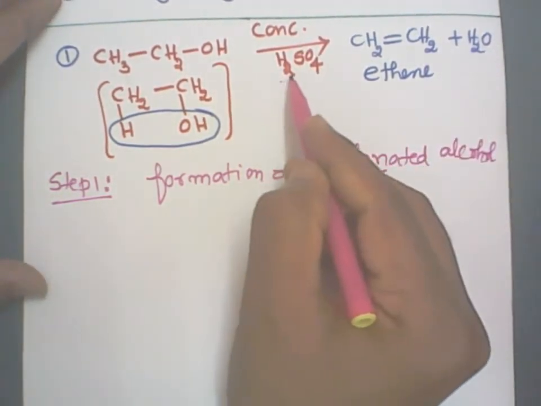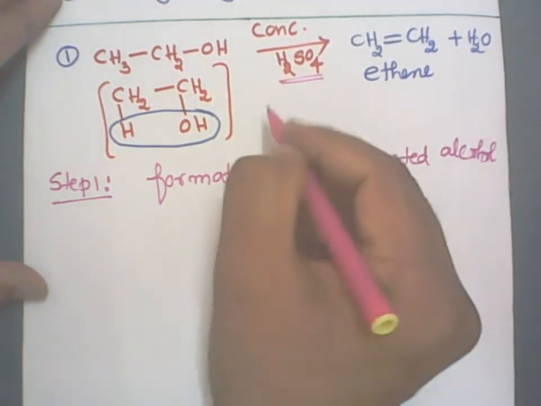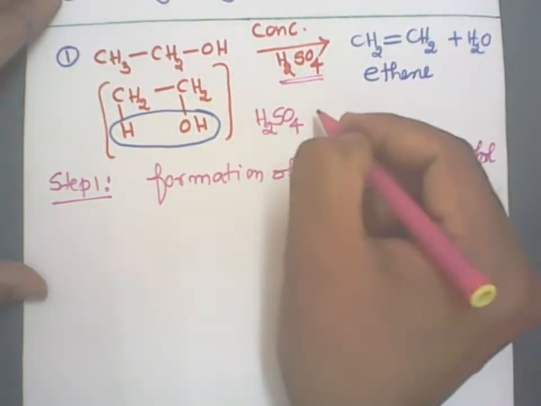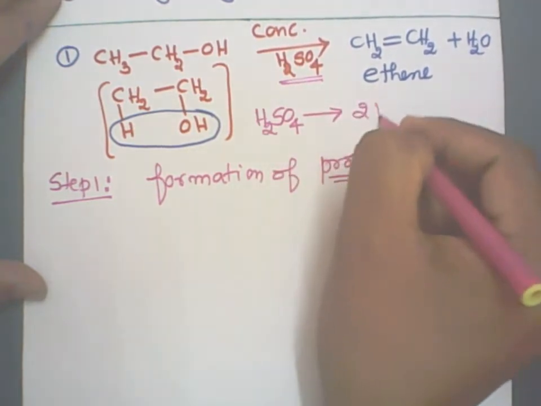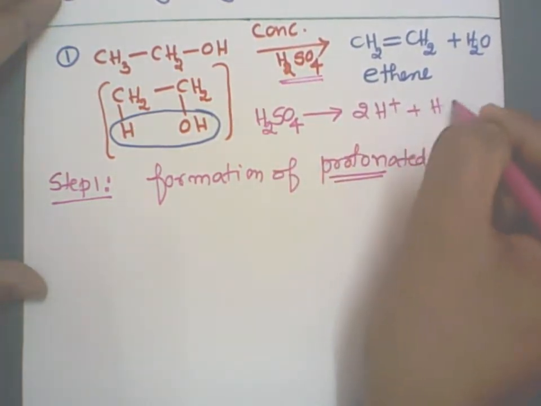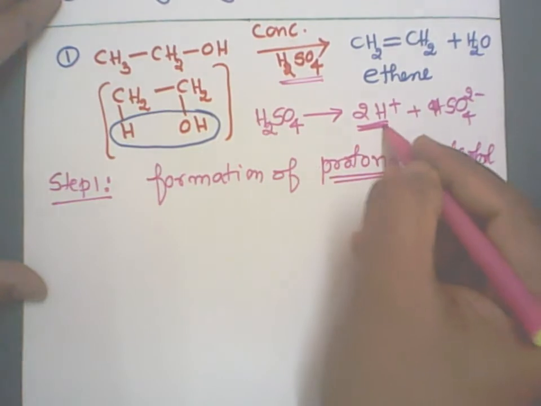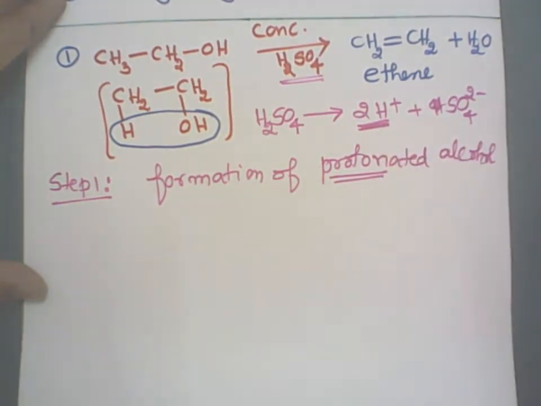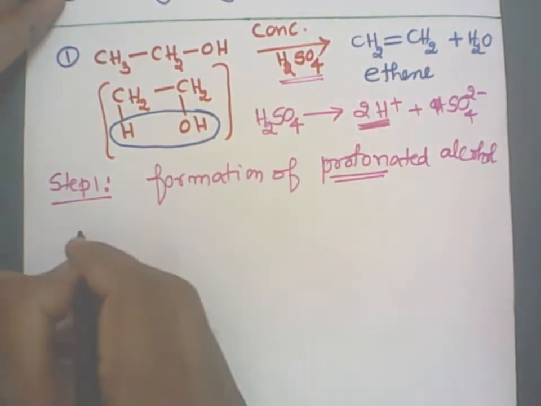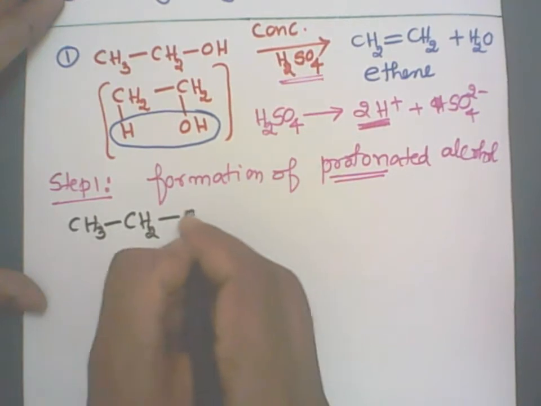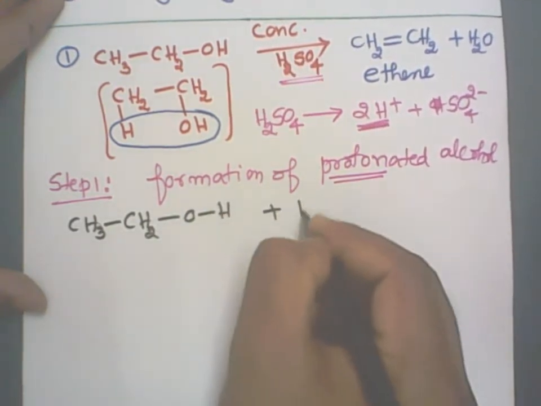Now we will provide the H plus ion from sulfuric acid. You know that sulfuric acid, being a strong electrolyte, a strong acid, can give 2 H plus ions and the sulfate ion, SO4 2 minus. So therefore protons are given by the acid medium. Okay, clear? So we have now alcohol, ethyl alcohol CH3CH2OH, correct, and H plus.